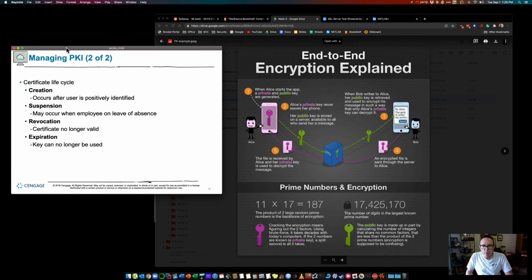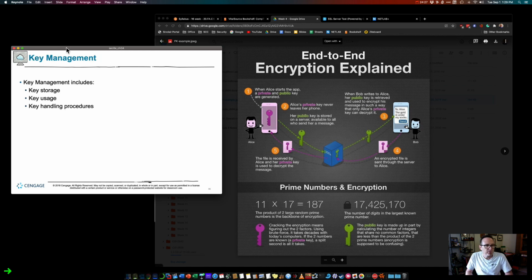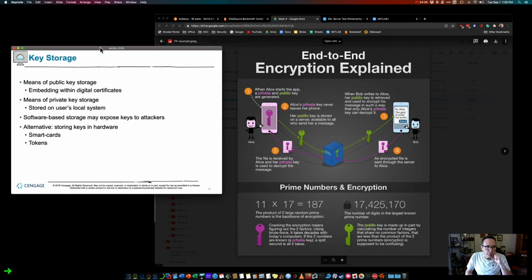You can bring it back to creation mode or bring it back into active mode. Whereas revocation is no longer valid, expiration is expired. So management, again: storage, usage, and handling, very important. For public keys, make sure that when they are put out, they're put out through the proper channels so they can be validated. But also private keys, you don't want those to get out at all. Private key storage is pretty important.